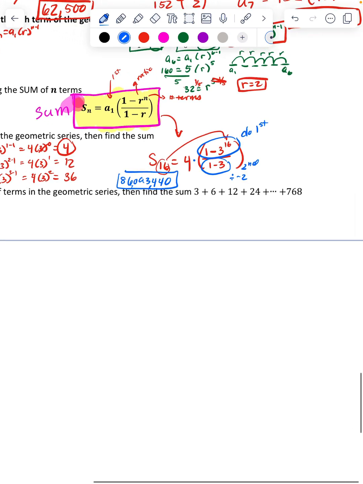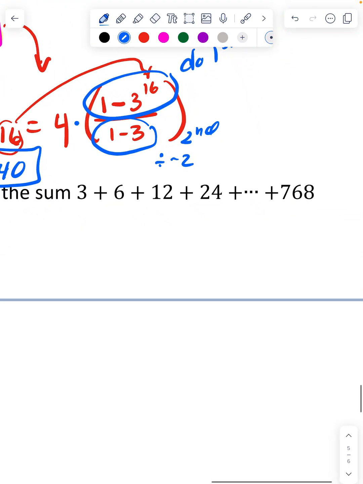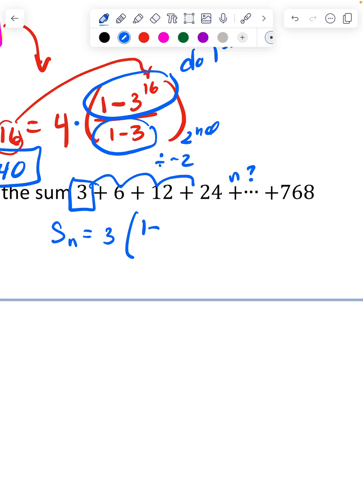And then this is also tricky because I'm supposed to add them up, but I don't know how many there are. So I don't know n. So when I go to do my formula, I don't know n. I do know the first term, and I can see by looking at this that my ratio is 2. I'm multiplying by 2. The power of n will go up here because that's the formula. And then on the bottom, I do 1 minus r. But I have to find n.